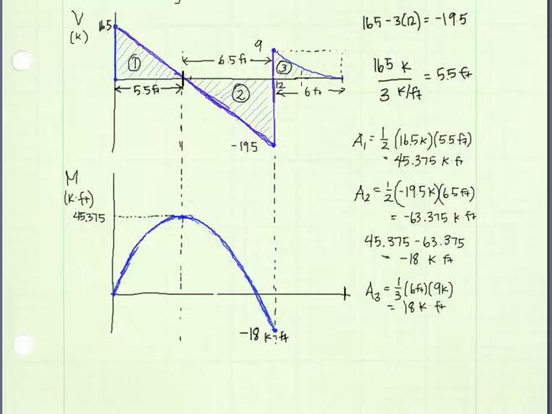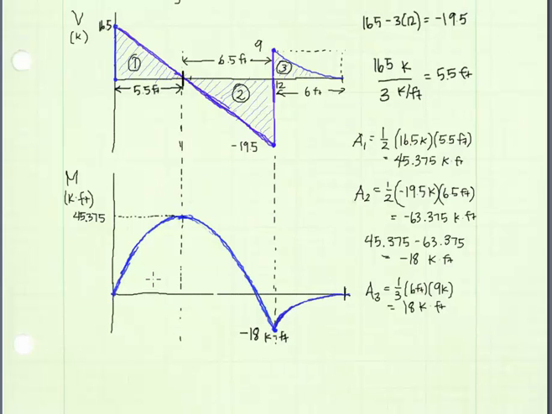What does the shape look like? Well, if this is a parabolic function here on our shear diagram, then this must be a cubic function. It starts with a steep positive slope, and by the end of the 6 feet, we have a slope that goes to 0. So it's going to look something like that.